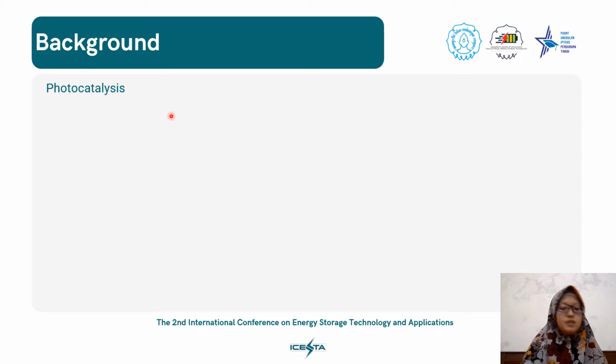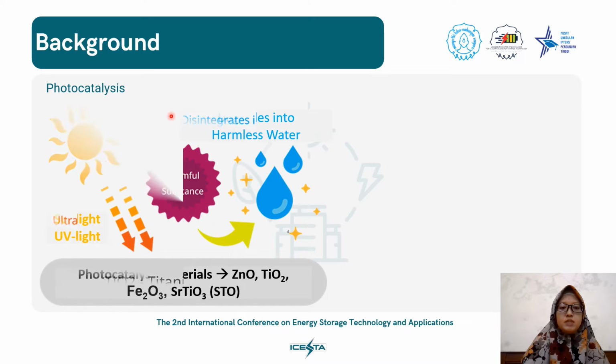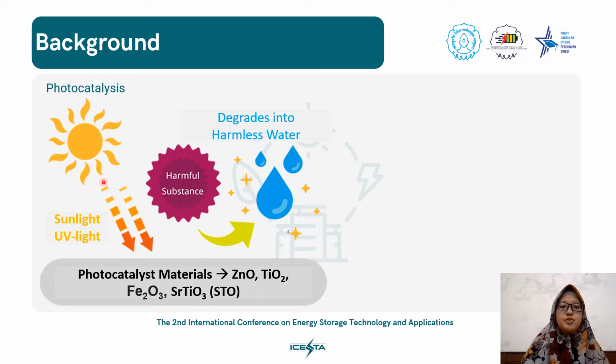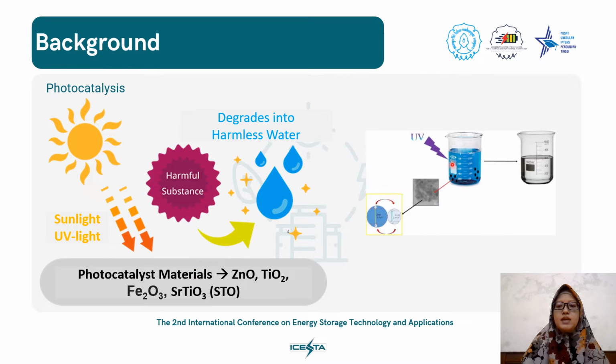Photocatalysis is one of the advanced oxidation processes employed for oxidative elimination of micropollutants in water pollution treatment. It uses light energy from sunlight, UV light, or microwave to degrade harmful water pollutants into harmless ones, and it uses the help of photocatalyst material. For illustration, the photocatalysis process is like in this picture in the laboratory.